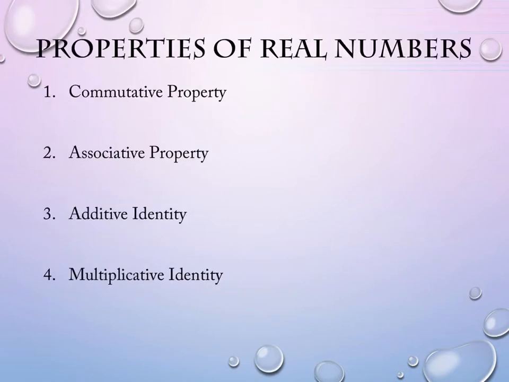There are 7 properties of real numbers that we're going to talk about in this section. The first one is the commutative property. The commutative property says that the order that we add things in doesn't matter, and the same is true for multiplication. So the order doesn't matter.